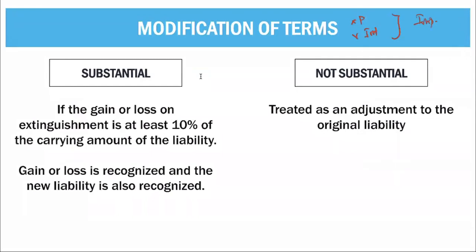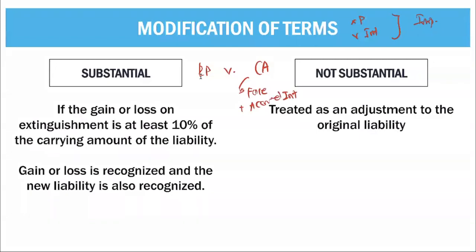So in your modification of terms under your liability, we need to look at whether it is substantial or not substantial. First, we need to compute your gain or loss on your extinguishment. How do we compare? Again, that is your retirement price versus the carrying amount. Now, for your carrying amount here, what items are to be included? We need to include here, of course, the fees and any accrued interest. Okay? So for the carrying amount, you need to add the accrued interest.